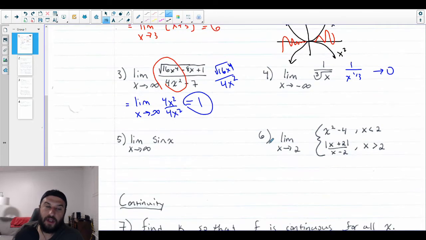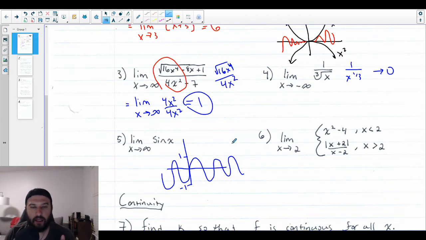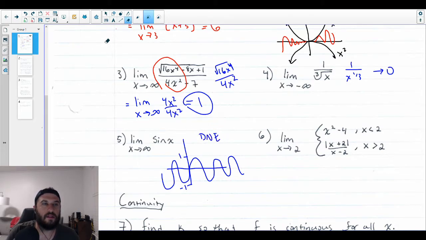Okay, I believe we talked about number 5 in class. So sine of x, we know it bounces back and forth between 1 and negative 1 forever. 1, negative 1, very accurate graph here. As we go out to infinity, we can't tell if we're at positive 1, negative 1, or somewhere in between. So we're going to say that limit does not exist. You don't have to say equals DNE, you could just say does not exist. Because of oscillation.